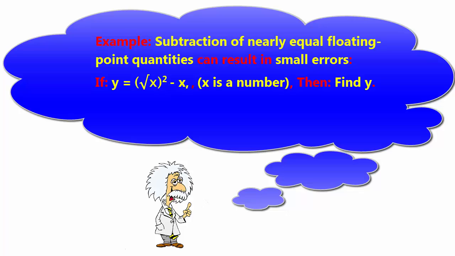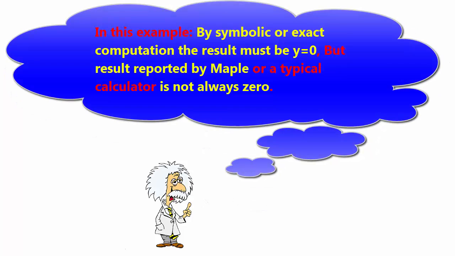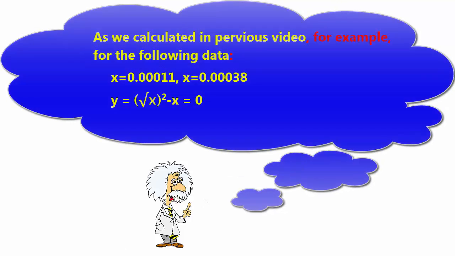Example: subtraction of nearly equal floating point quantities can result in small errors. If y equals root x squared minus x, where x is a number, then find y. In this example, by symbolic or exact computation, the result must be y equals 0, but the result reported by Maple or a typical calculator is not always 0. As we calculated in the previous video, for example, for the following data.